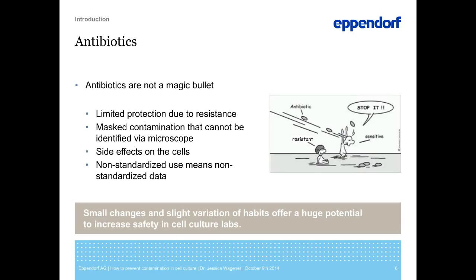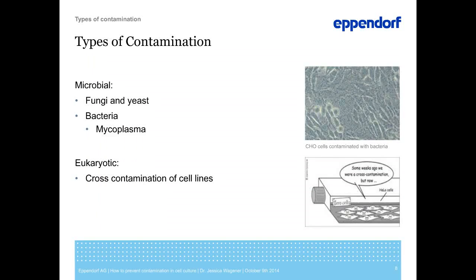So let's start with the second topic. Let's see who our enemy is. In general, we find two major types of contamination, the microbial ones and the eukaryotic. The microbial contaminations are fungi, yeast, bacteria, and mycoplasma. The other ones, the eukaryotic, are not necessarily so well known and are cross-contamination of other eukaryotic cells and cell lines.